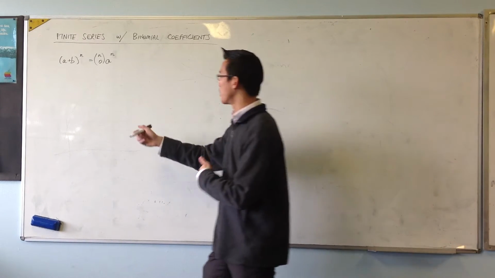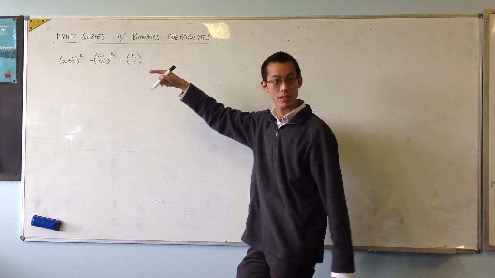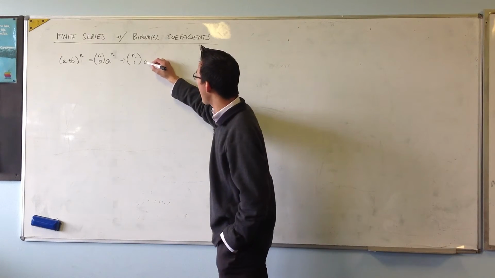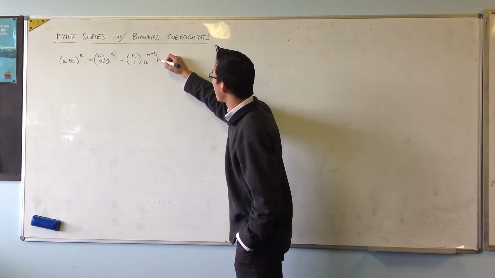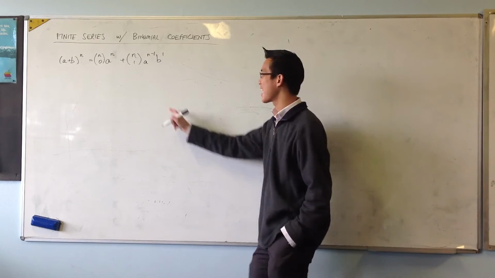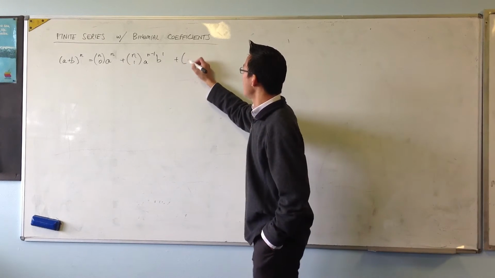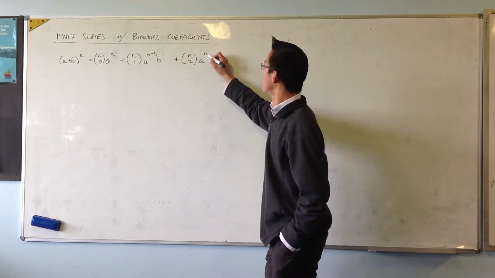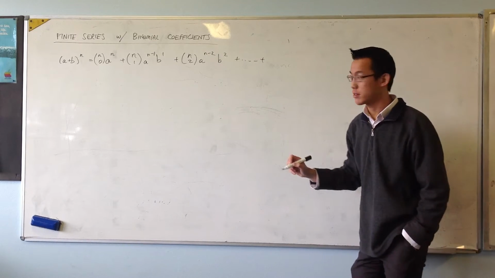Okay, now when you go to the next one, what you've got is n choose 1, so that just increments up, okay? Your power of a is going to drop down by 1, and your power of b will increase. And really, there's a b to the 0 hiding there, which is just 1. And then the trend continues. Okay, does that make sense?